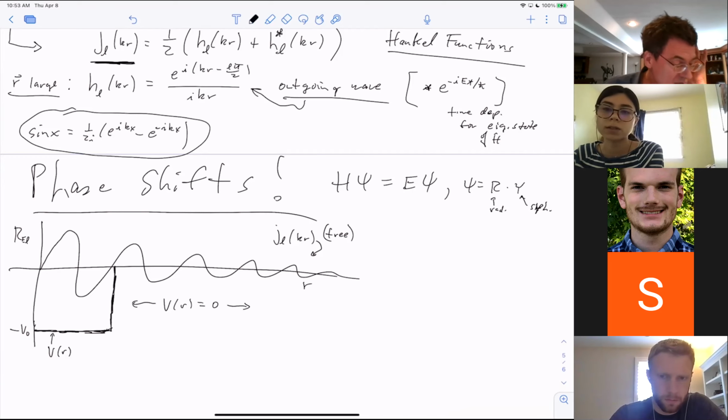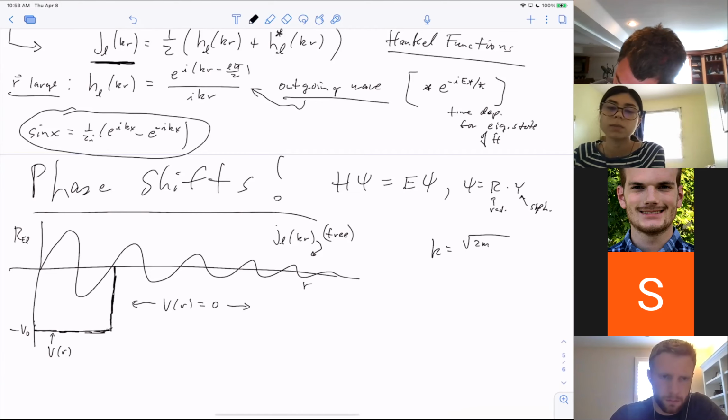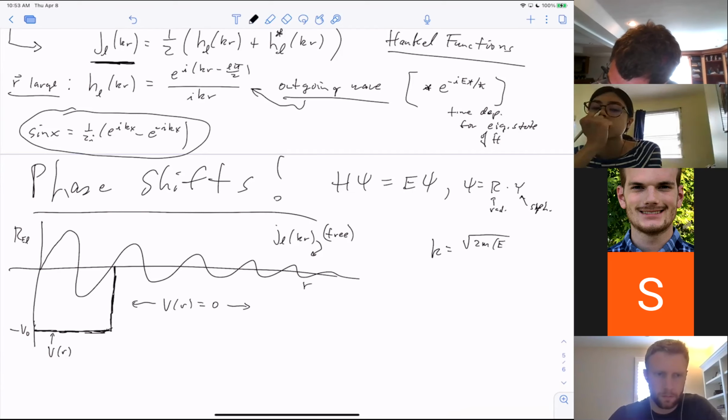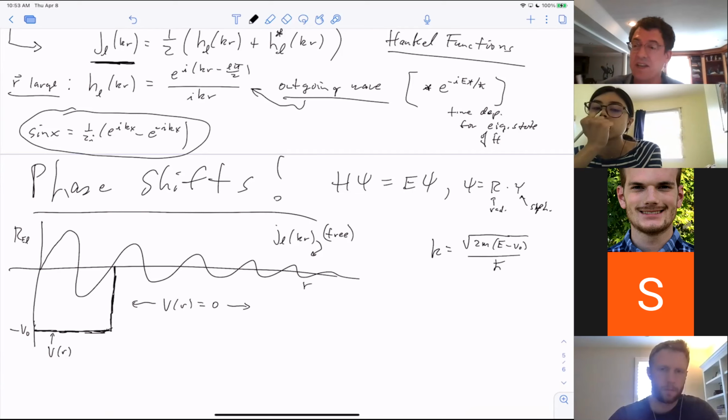Exactly, there's no effect. Because we know that k is the square root of 2m(E minus V naught) over h bar. You guys remember that k is determined by the kinetic energy. And if there's no potential, then the kinetic energy is just the total energy. So there's no change. But what does it do to the k vector, to the wavelength in this region?